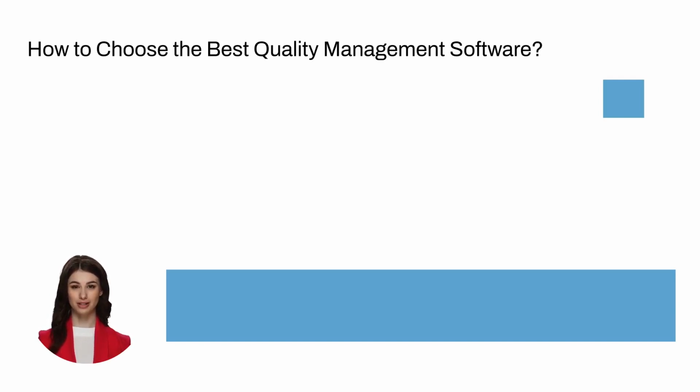So in this blog, we will try to resolve this problem of yours. We will primarily follow 3 steps: how to shortlist your top 10 quality management software, how to narrow down the top 5 quality management software, how to finalize the best quality management software. So let's get started, shall we?